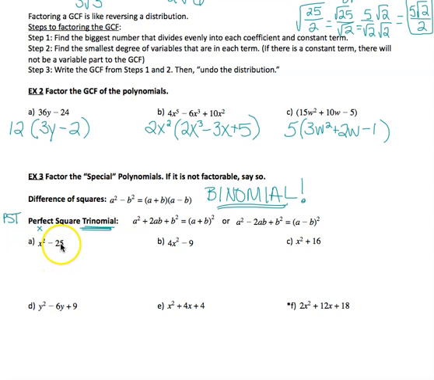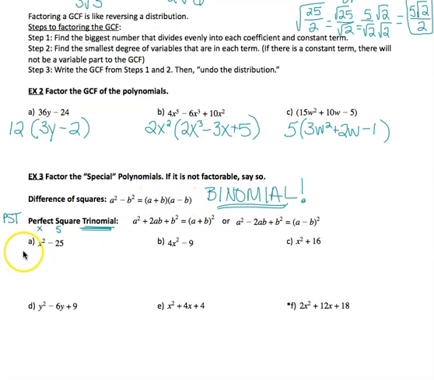Then I look at this guy, 25. Is that a perfect square? Sure is. So I write that underneath. Then I check, is there a minus in between? Because that's part of the pattern. Yes, that is a minus. So that means this is a difference of two squares, and I'm going to factor it with this pattern.